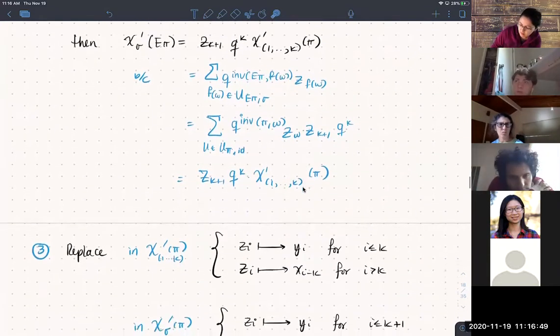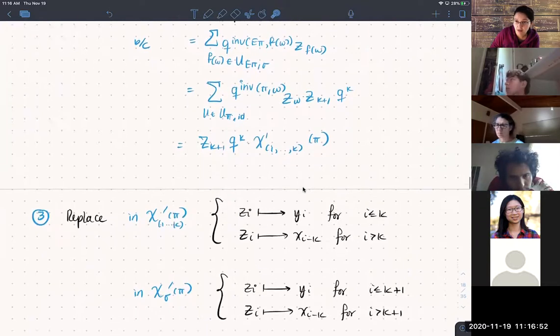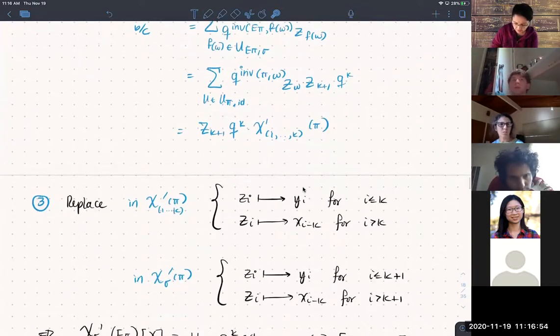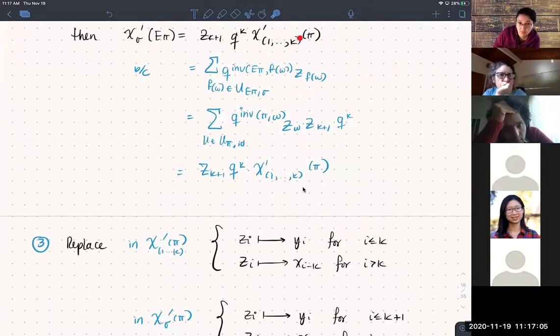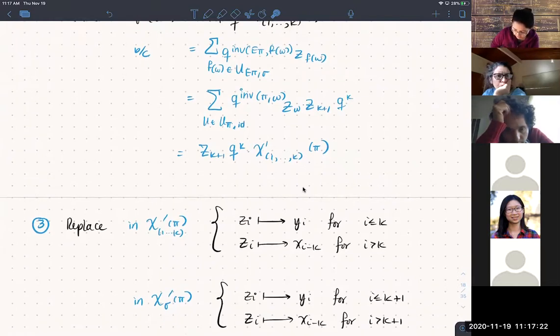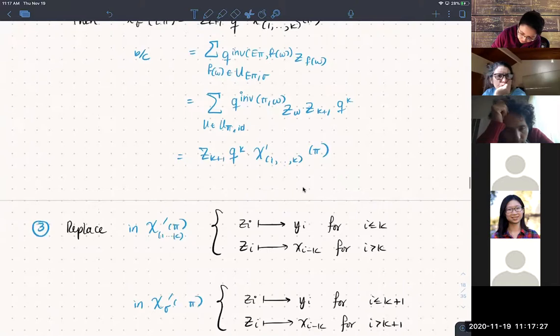So here is where the yi and the x's come back into play and why we had all these z's showing up. So we're going to replace, third step, in this equation here, on this side, the variables zi for yi when i is smaller than k, and then we're going to replace the variable zi with xi minus k for i bigger than k. So that's on this side. And then for this equation, for this side, we're going to do the exact same thing, except, oh, this should be e pi here.